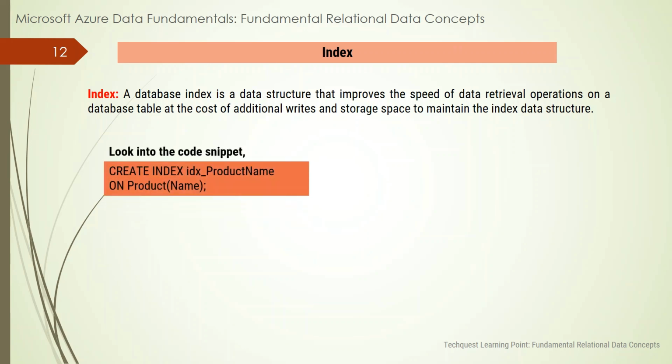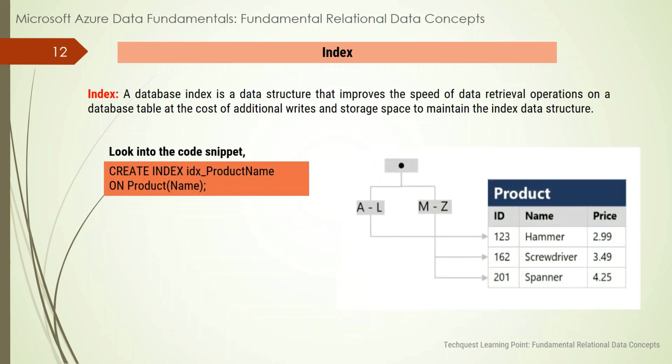You could use the following code to create an index on the name column of the product table. The index creates a tree-based structure that the database system's query optimizer can use to quickly find rows in the product table based on the specified name.